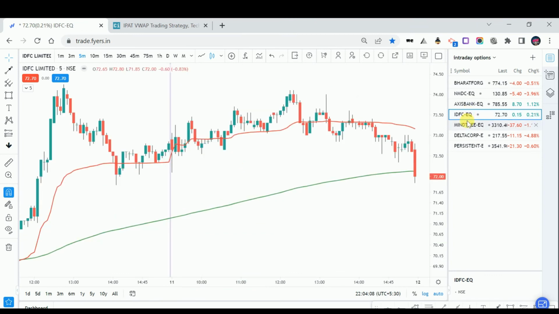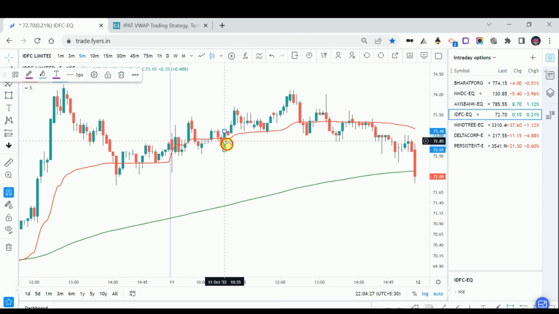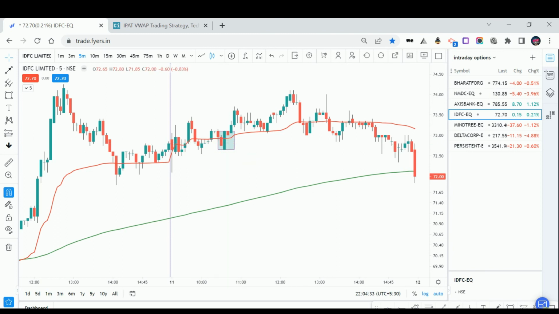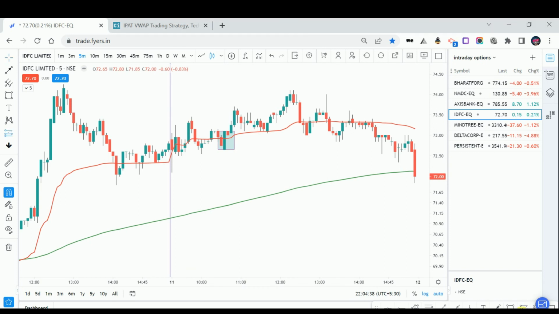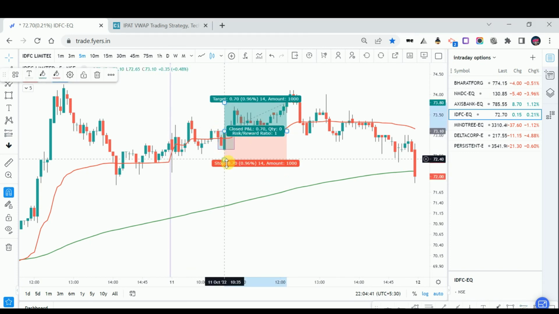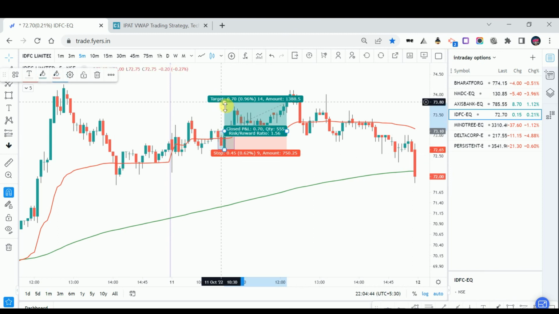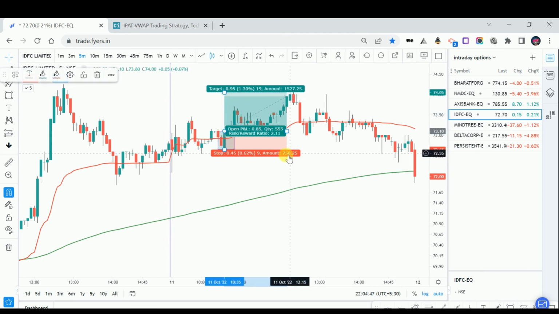Fourth stock is IDFC. So as you can see, in the initial range, it has not given any trade, and it was hovering around VWAP. Even so, you could have found one opportunity where it has created the rejection candle, like in this case, which is a bullish engulfing candle at the VWAP. Then the entry could have been triggered at the high of this candle, and the low of this candle would have acted as a stop loss, and you could have got 1:2.